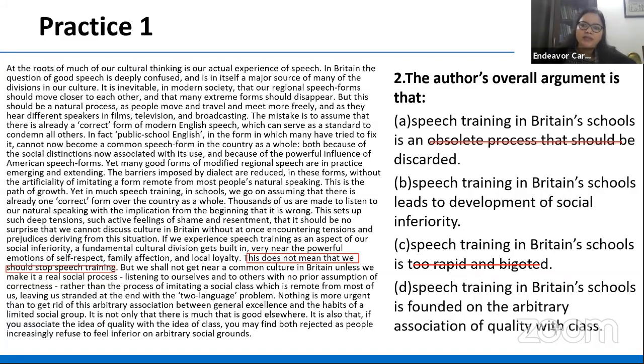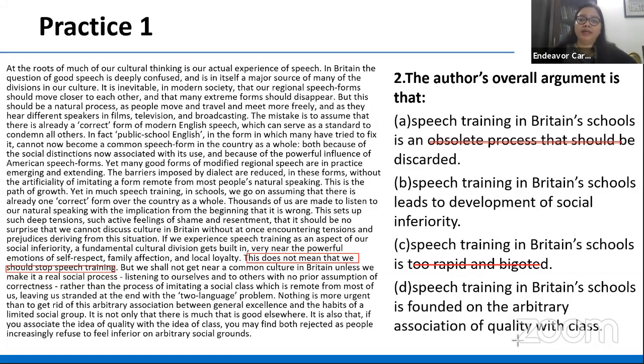People will reject that one standard form because you are associating quality with class. It's an arbitrary association. That will make people reject speech training. Why will they reject it? Because that will end up developing social inferiority in them. That will make them feel inferior. You've connected quality of language, quality of speech with the class of people who speak it. That will make them inferior.